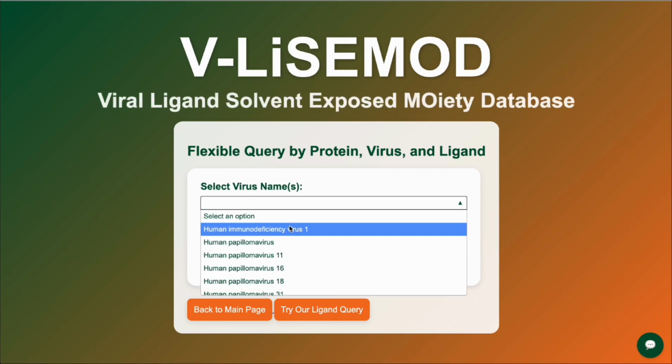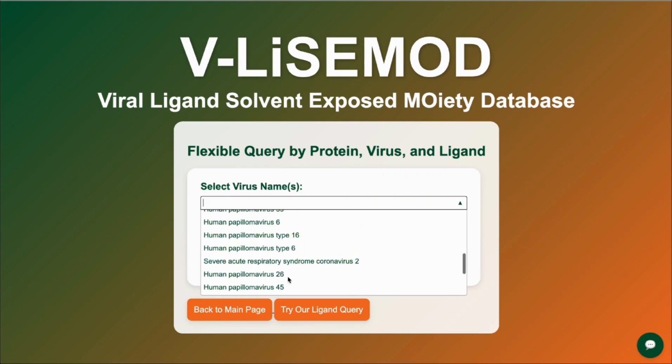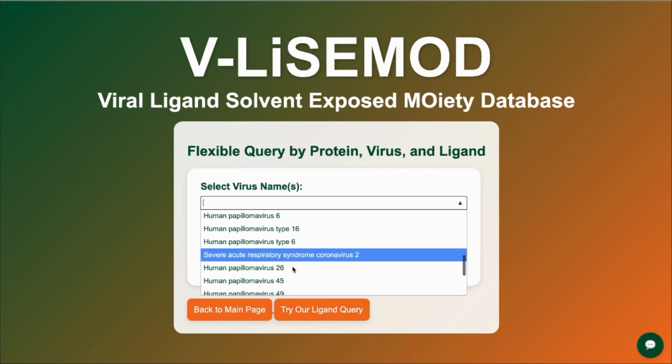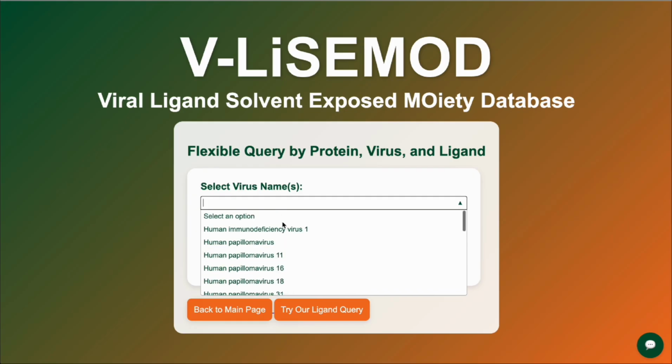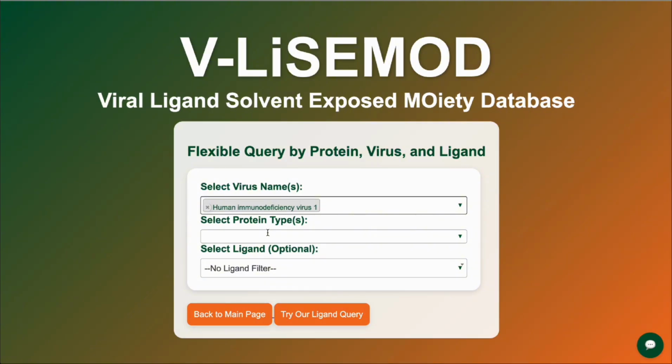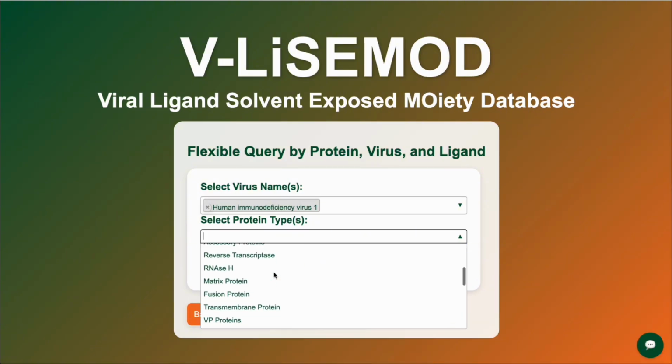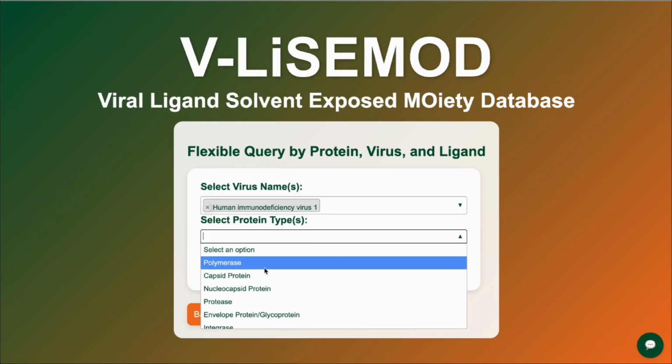So in this case, you always have to select your virus. We have HIV, we have HPV, various strands of it, and we currently have SARS-CoV-2. We are going to, in this case, look at HIV-1. And so we have various options that you can pre-select from.